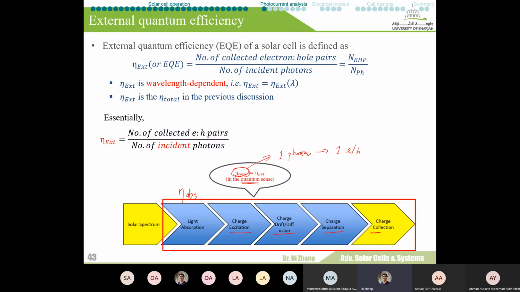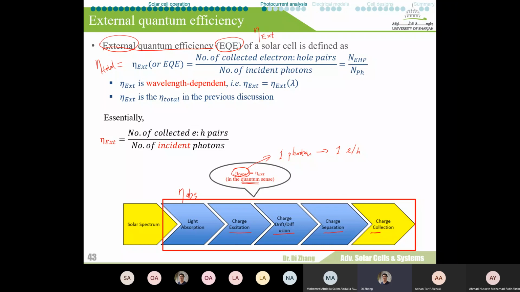We would like to define the so-called external quantum efficiency. You will see that in papers sometimes they call this the EQE, which is exactly the external quantum efficiency. And to denote that this is the external case, sometimes they will write the efficiency with the external subscript. But essentially, these two are the same. They are essentially our efficiency total when we started to talk about the process in this chapter.